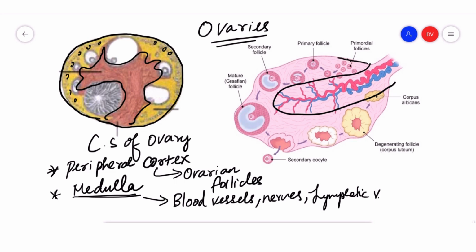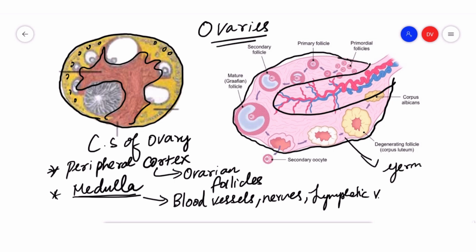Now, guys, of course, you know that the ovary is the primary sex organ. And what is the covering of the ovaries lined with? Of course, an epithelium. And this outermost covering is made up of an epithelium called the germinal epithelium. What is it, guys? Germinal epithelium, nothing but made up of cuboidal cells.